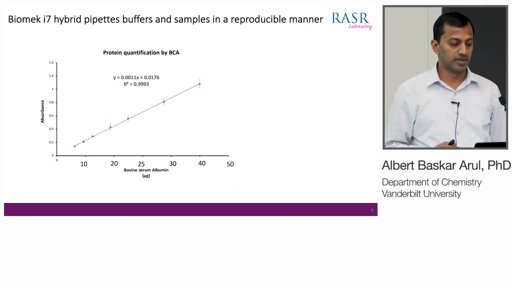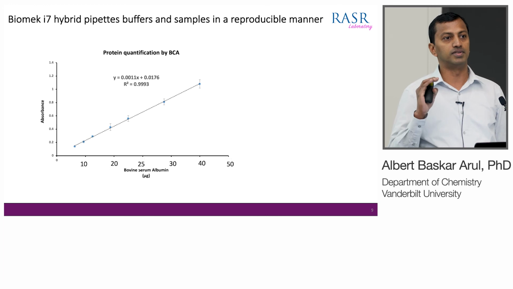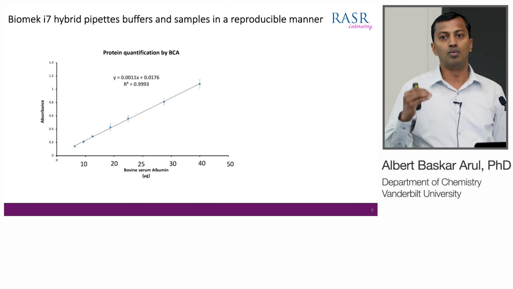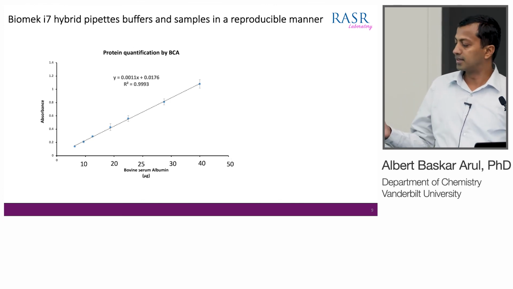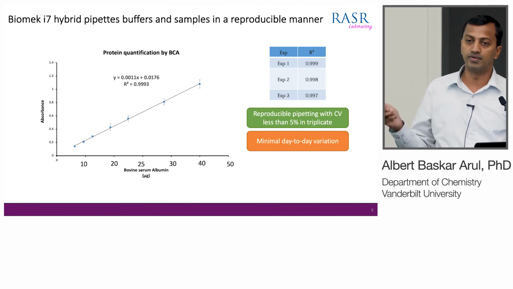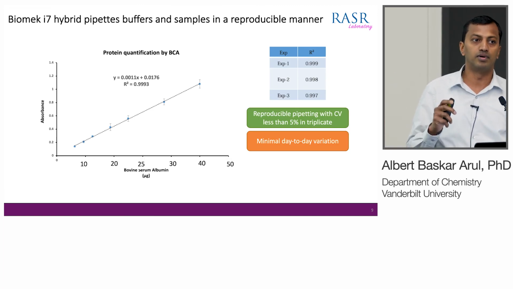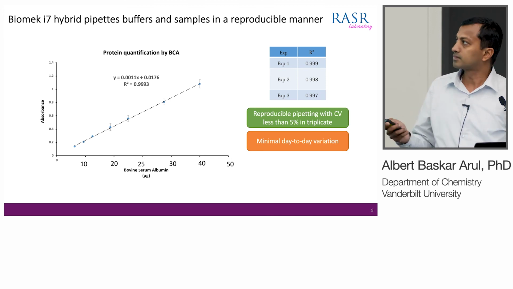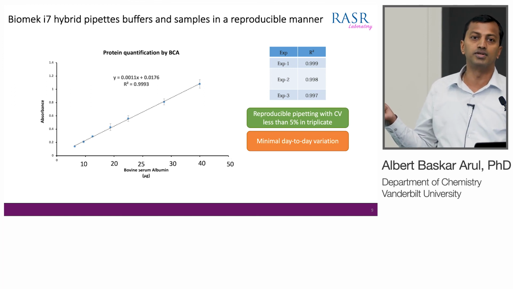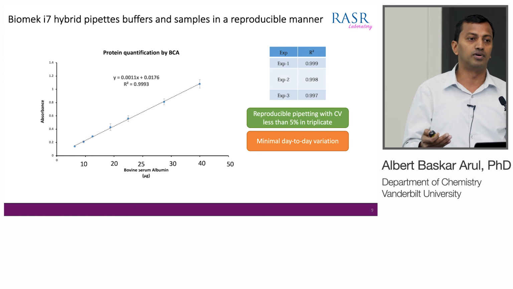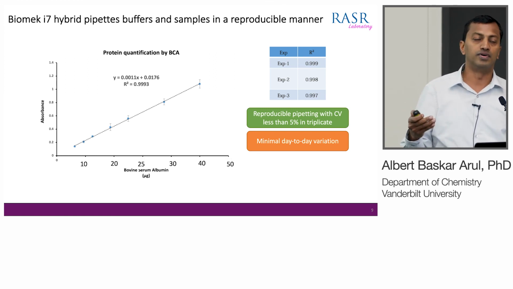To start with the experiment, we first tried the BCA assay. The BCA assay is very important for us since we need to know how much protein we are loading into the experiment. I did 3 different BCA assays on 2 different days to see the reproducibility of the robotic platform. I was able to get a reproducible correlation coefficient, which shows that the pipetting capacity of the robotic platform is reproducible on 2 different days.